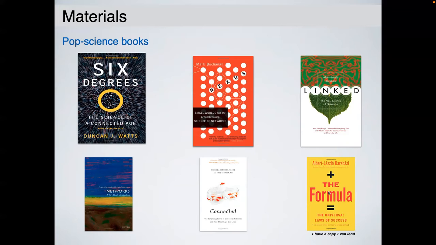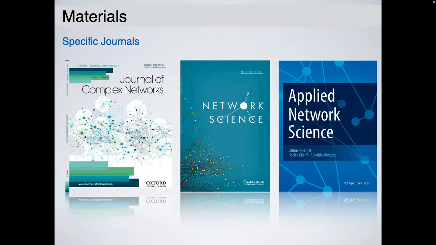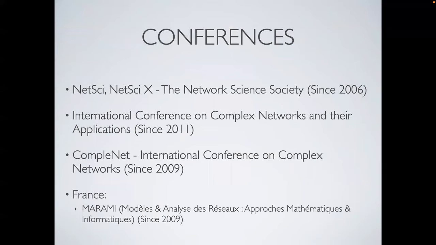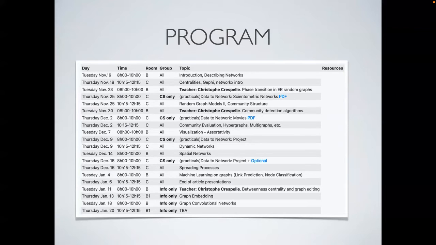So yeah, they are just talking about networks in general, and are enjoyable to read. There are some journals specific to complex networks and network science, as you see from the name. And there are also several conferences specifically on the topic. As you can see, they are quite recent, created in 2010. So, as I said, it's a new field. And that's all for my general introduction.